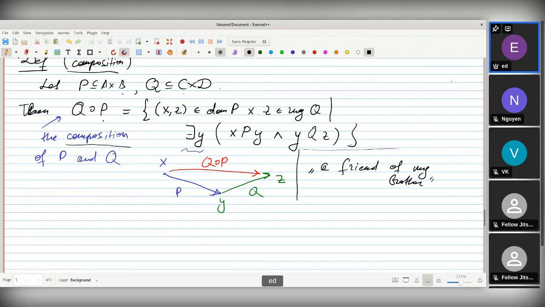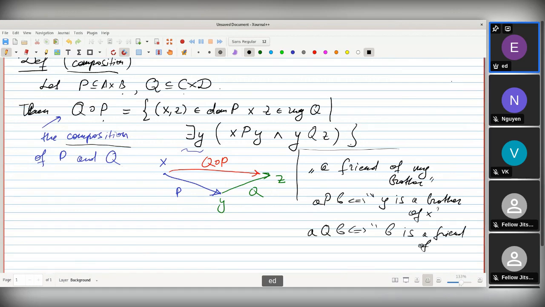Say we can consider two relations, X P Y. That means that Y is a brother of X. Or let's call it A and B. And similarly, we can consider another relation Q that says that B is a friend of A.